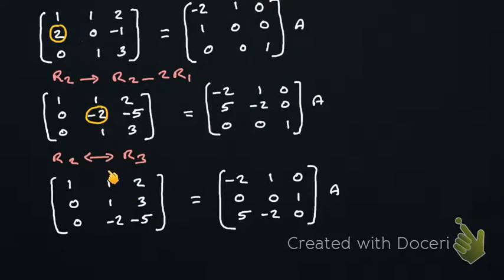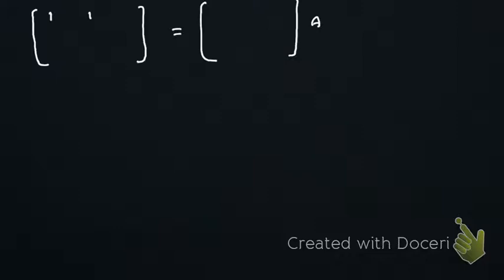Now that I have A22 as 1, I want the element above that and below that to be 0. Let me copy that step one more time here. So I have the same step copied here for my convenience. And I know A22 is 1. I want the element above that and the element below that to be 0. So how would I get the element above that 0? R1 minus R2. 1 minus 1 is 0.